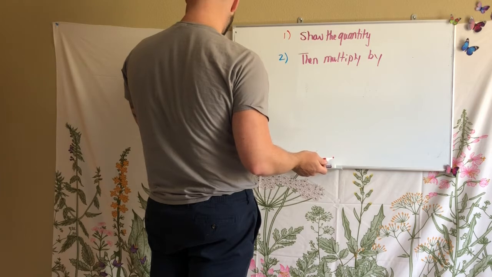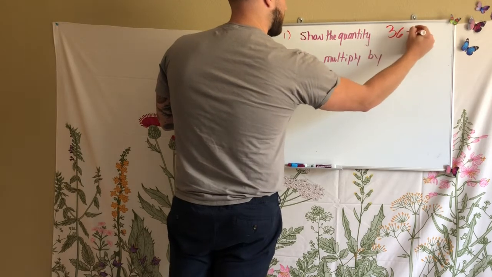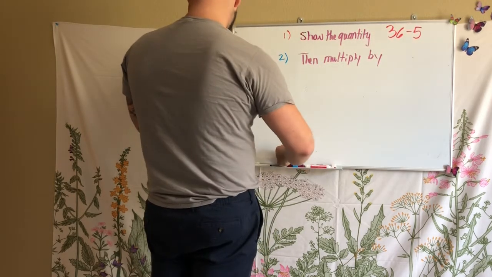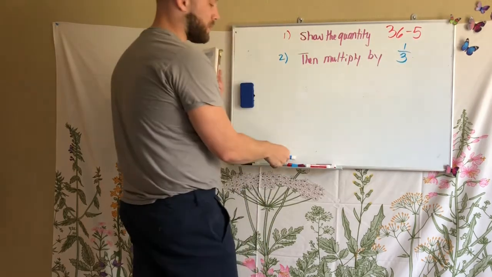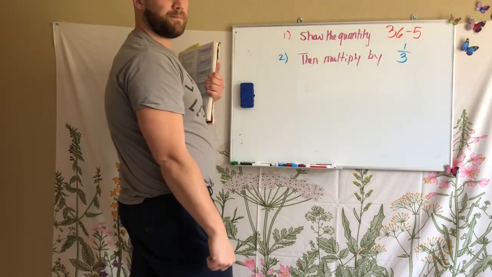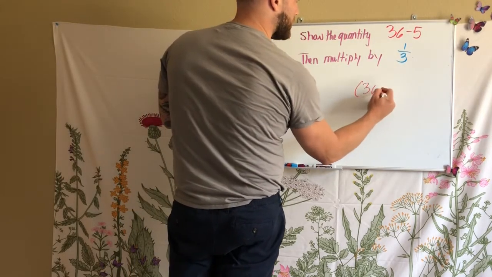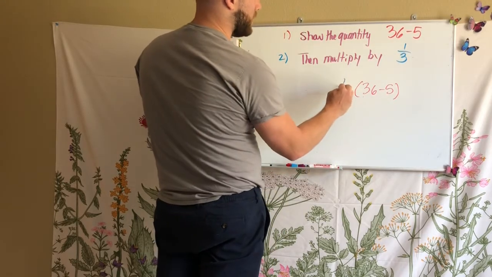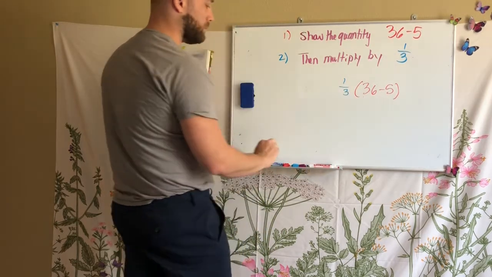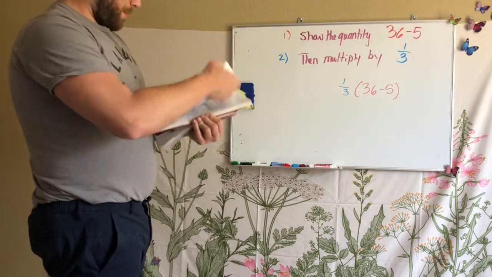Show the quantity 36 minus 5, and multiply it by 1/3. Pause the video and work this problem. All right, step 1, 36 minus 5. On the outside, 1/3. Just like so. Okay.